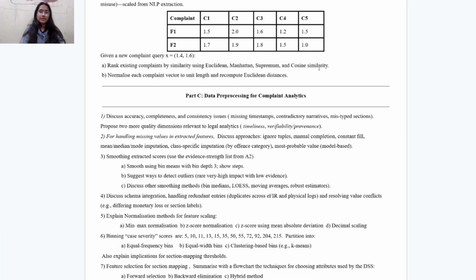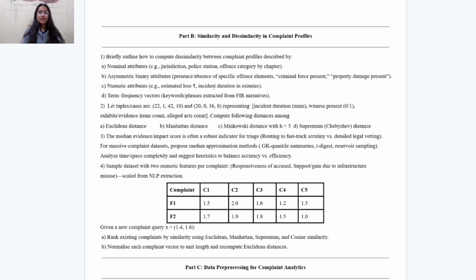So basically, in this section, we understood how attribute types affect dissimilarity measures, how multiple mathematical distances are computed, why median approximation becomes necessary for large-scale datasets, and how similarity ranking changes depending on the distance metric and normalization. These concepts are extremely important for machine learning, data mining, secure complaint routing, and legal analytics.